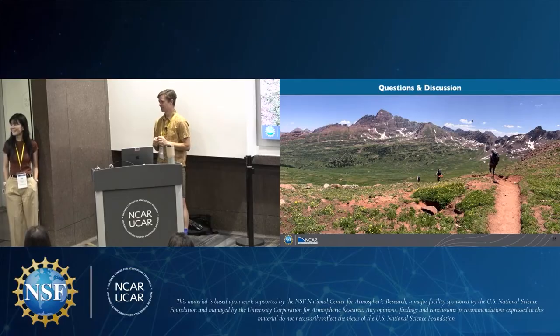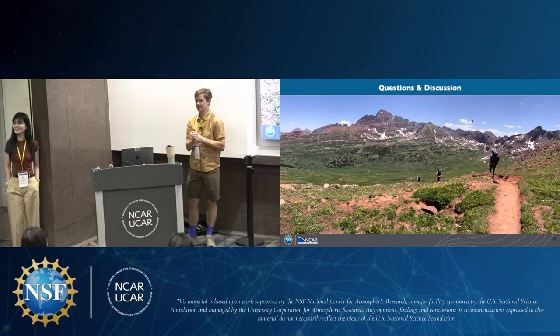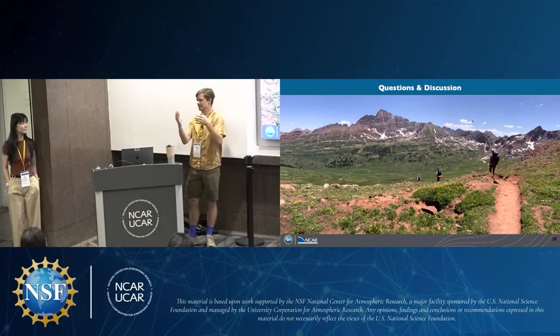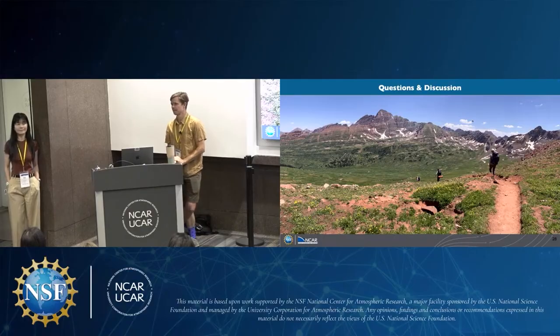Please do that. Fates is trying to get the vegetation to grow in the right places at the right time, and so thinking about paleo applications is a really good test of that. Yes.